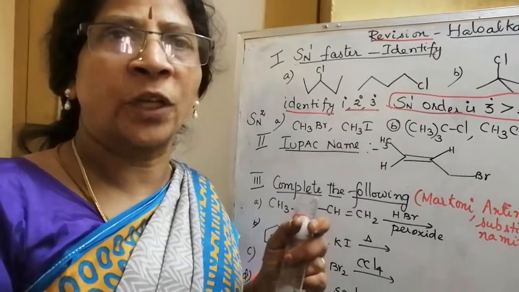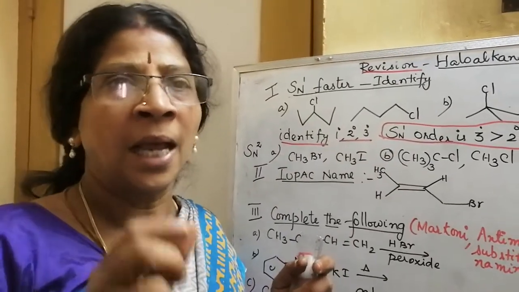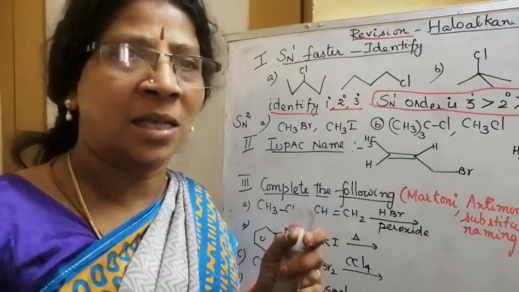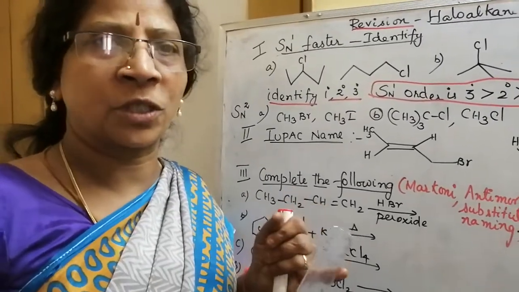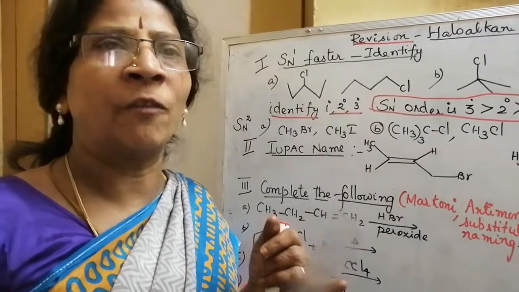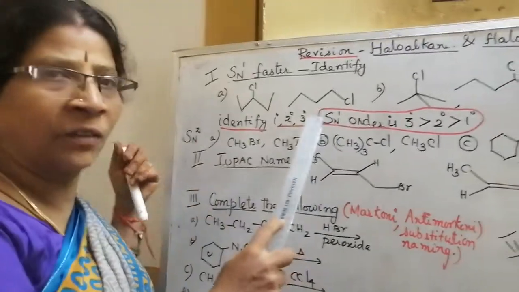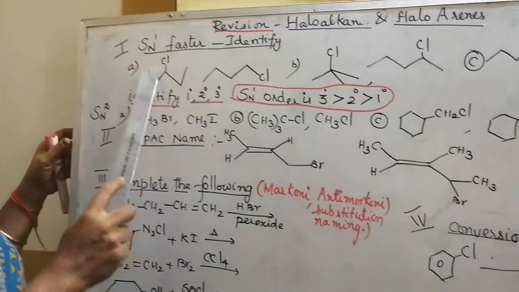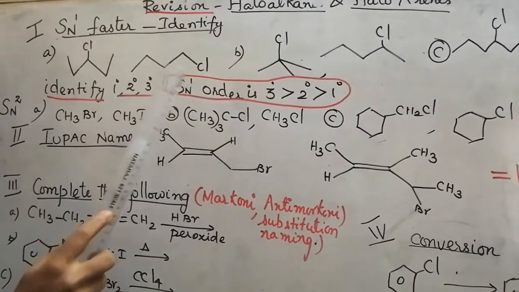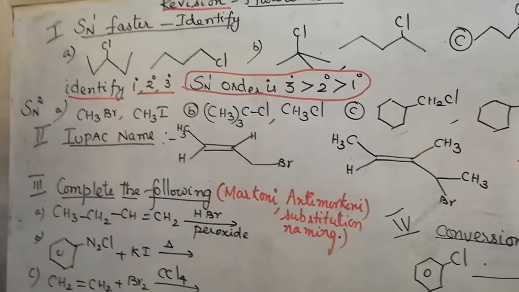For that, in this video, I am going to give tips on how to approach the questions in haloalkanes and haloarenes. What types of questions will be asked in the exam? The first type will be a 1 mark question to identify which one will be faster in showing SN1 and SN2 reaction. For that, we are going to see the questions. See, SN1 faster identify. Two sets of compounds will be given.